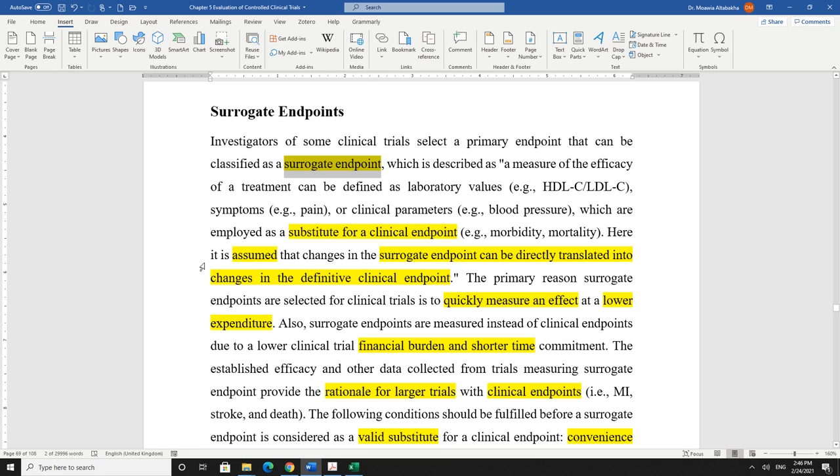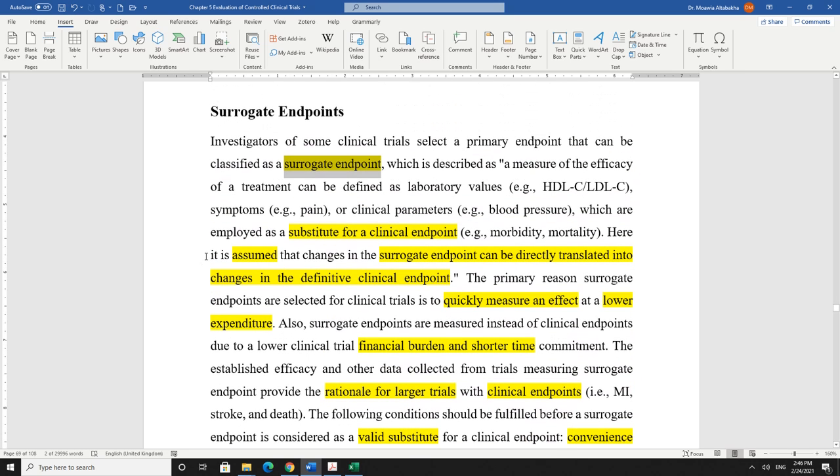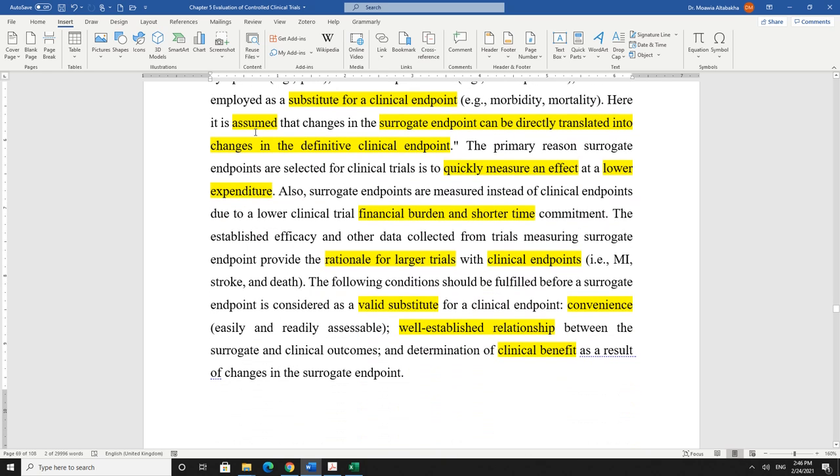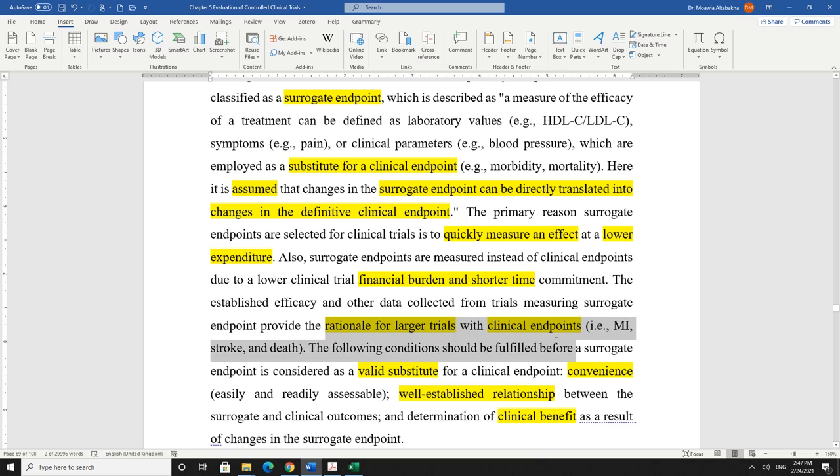Okay? Like in this case, the cholesterol level. So there must be a good correlation, and this surrogate endpoint is easily, accurately, quickly measured, and at lower cost. So because it's at lower cost, and because it can be quickly and accurately measured, and because it has relation with the clinical endpoints, it might be accepted to use surrogate endpoint. But if I prove that the interventional drug, or the drug that I tested, will improve the surrogate point, there is improvement, then this can be a rationale for a larger clinical trial with clinical endpoints.